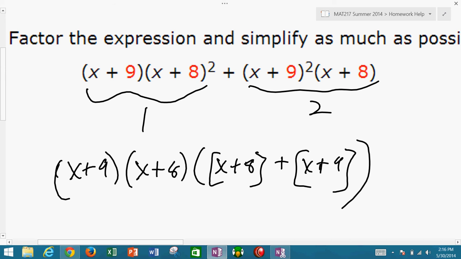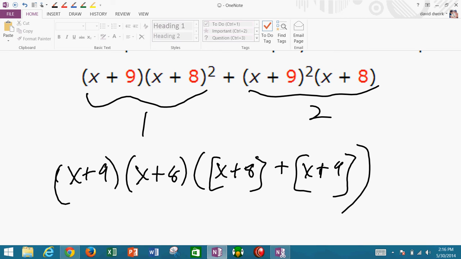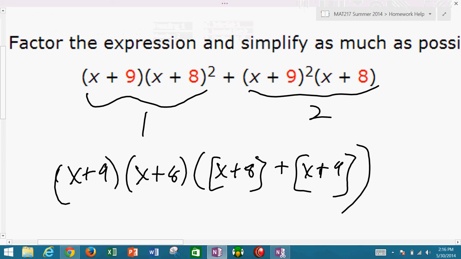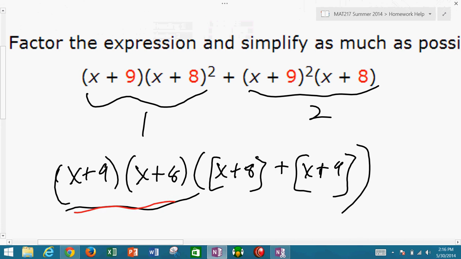So now, you can always do what I call the 1 second double check, where you multiply everything back through and make sure it gives you back what you started with. So if I take this whole piece and multiply it through, that times that would give me back my term 1. And then again, this whole thing that I factored out, that times that would give me back term 2. So we look good.